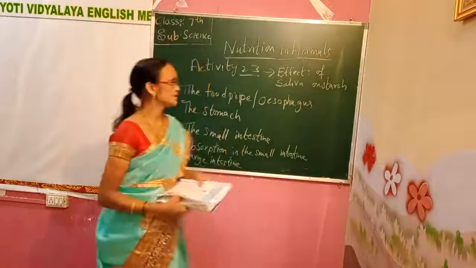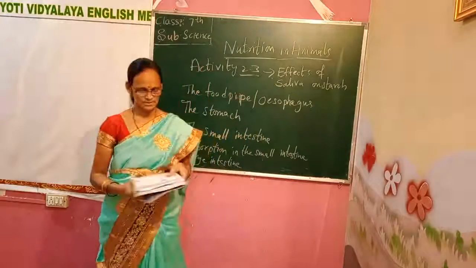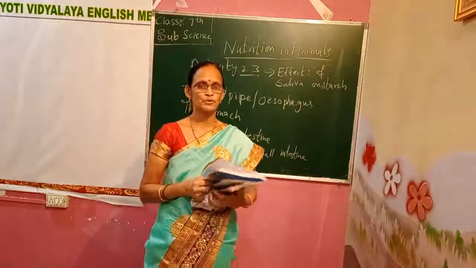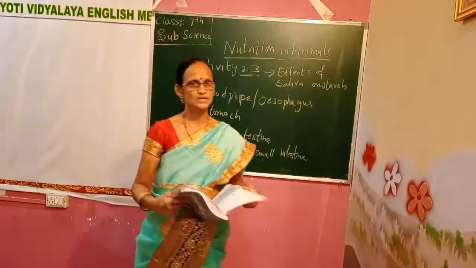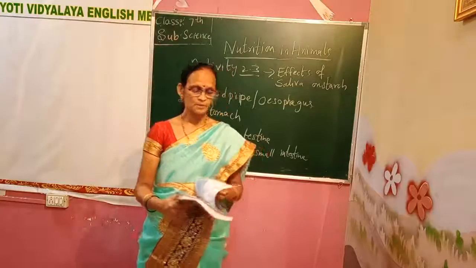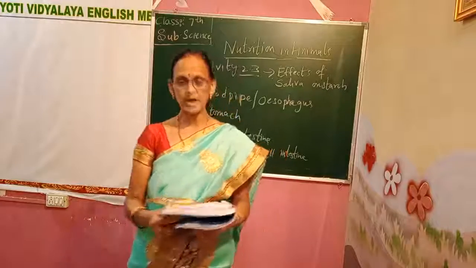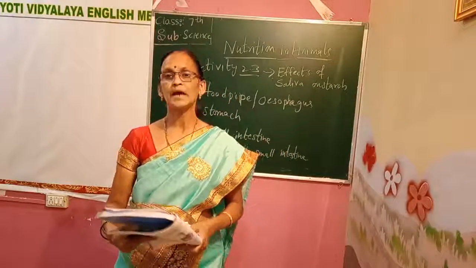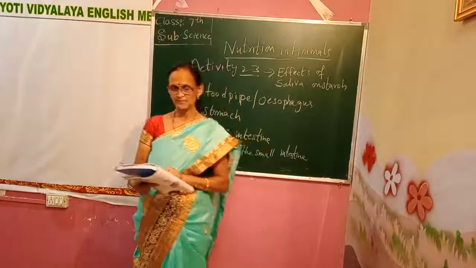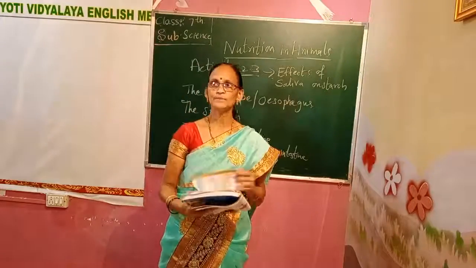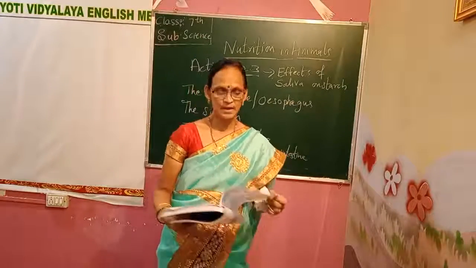Standard, the second lesson, that is nutrition in animals. In the last class we talked about digestion, how digestion takes place, how it starts. It starts from our mouth. In the mouth, what type of teeth do we have? We have the incisors, canines, next premolars, then at the back they are molars. With these teeth we can chew our food like a paste.